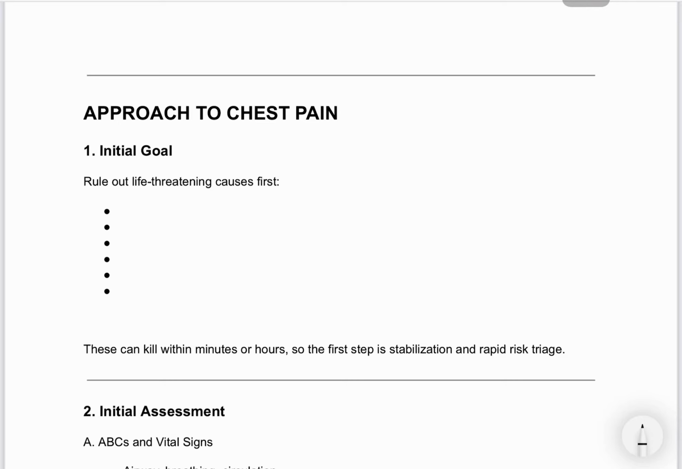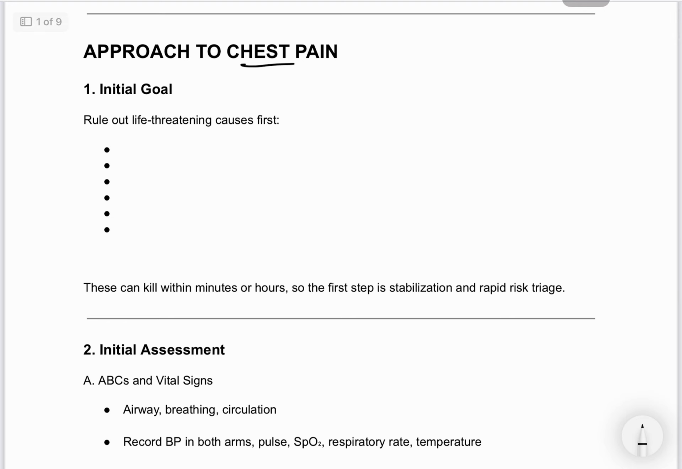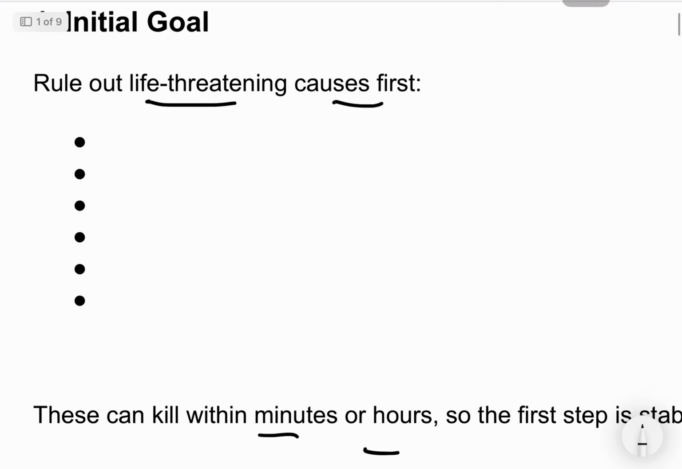Okay, let's deal with chest pain. Whenever a patient comes to our emergency department with chest pain, we have to rule out the life-threatening causes first. If we do not rule out these life-threatening causes, then that can kill our patient within minutes to hours. So, what are the life-threatening conditions we have to rule out?